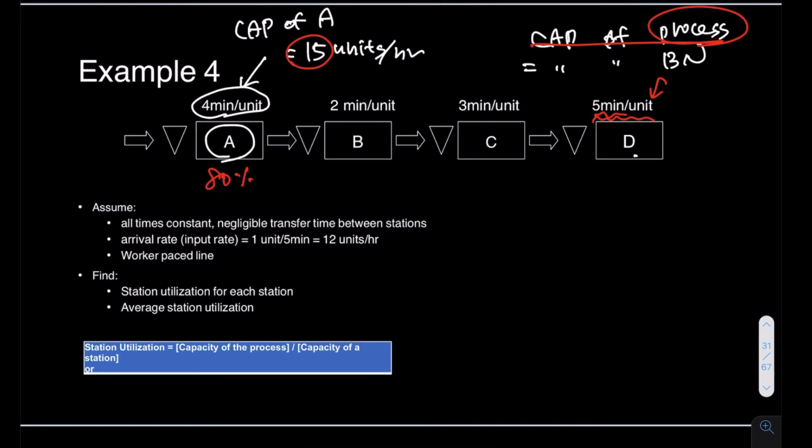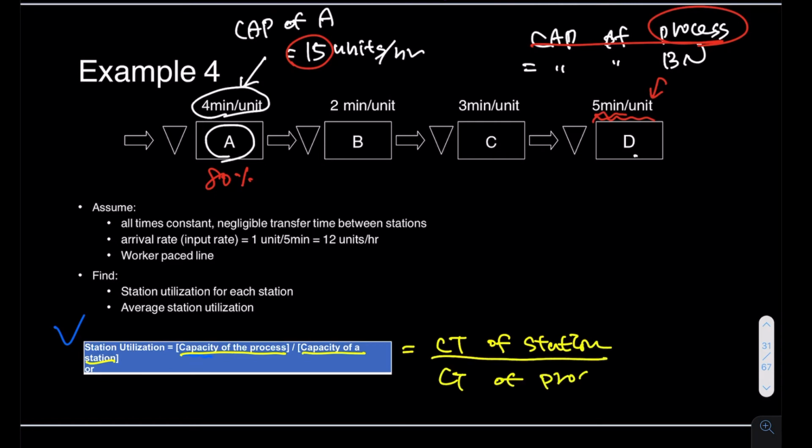Okay, so did you get the answer? Before I show you the answers for stations B, C, and D, here is one note. For station utilization, if you use capacity, on top you will use the capacity of the process, divided by the capacity of a station. But if you use cycle time, it's reversed. On top, this must be the cycle time of the station. And then you divide it by the cycle time of the process. Keep that in mind. So let's try to get the utilization for B, C, and D.